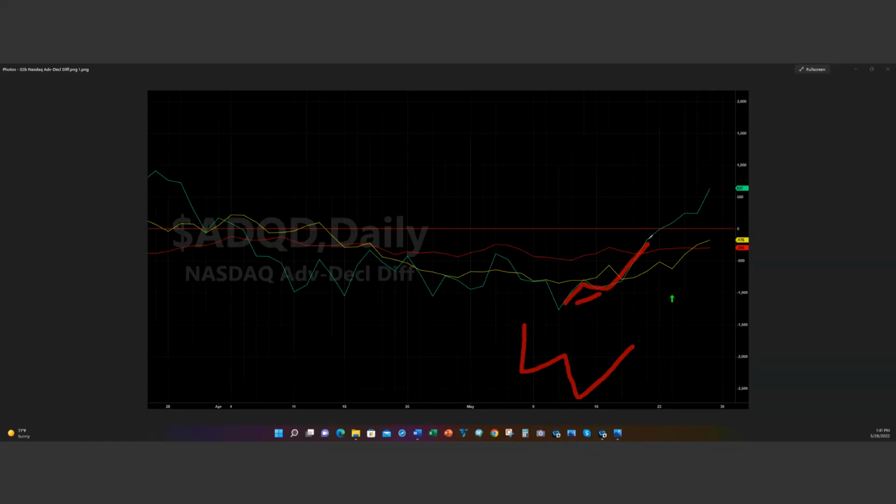So right here, the green line is above the yellow. The green line is above the red. The green line has broken above the zero line. The yellow is heading toward breaking above the zero line. Hopefully it continues. If the market continues to go up, if this thing breaks above the zero line, trust me, the market is going to continue to go up. We might get some pullbacks and some fluctuation, but it's going to go up. If this keeps improving, the market is going up. I'll put my bet on that one.